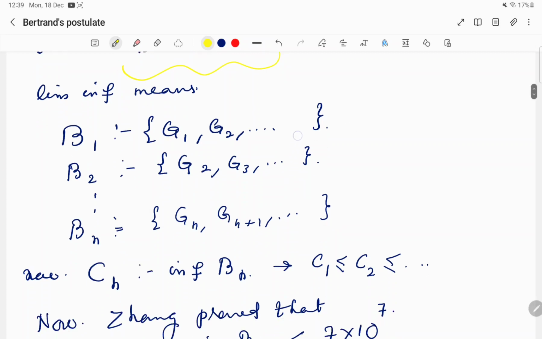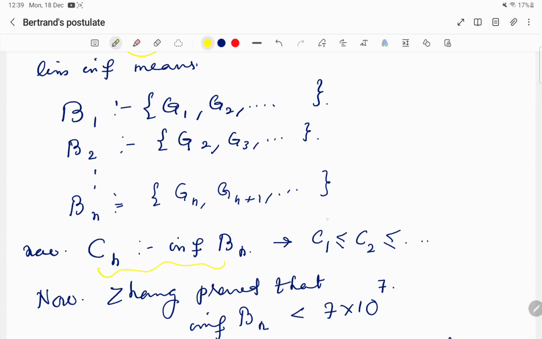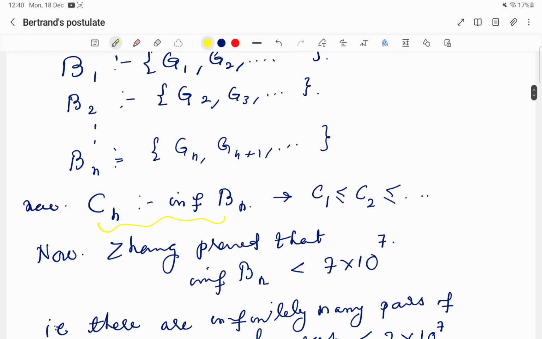If you say Cn is the infimum of Bn, then C1 would be less than or equal to C2, less than or equal to Cn, because the first infimum is taken over all the numbers G1, G2, and next you are avoiding the first one, then finding the infimum. So definitely the first one is smaller. So this is an increasing sequence, and what Yitang Zhang proved is that this sequence converges to a particular number. We don't know that number.